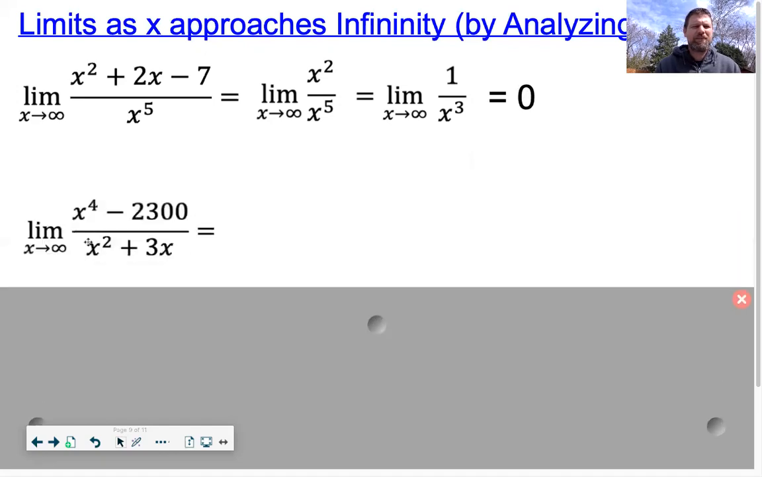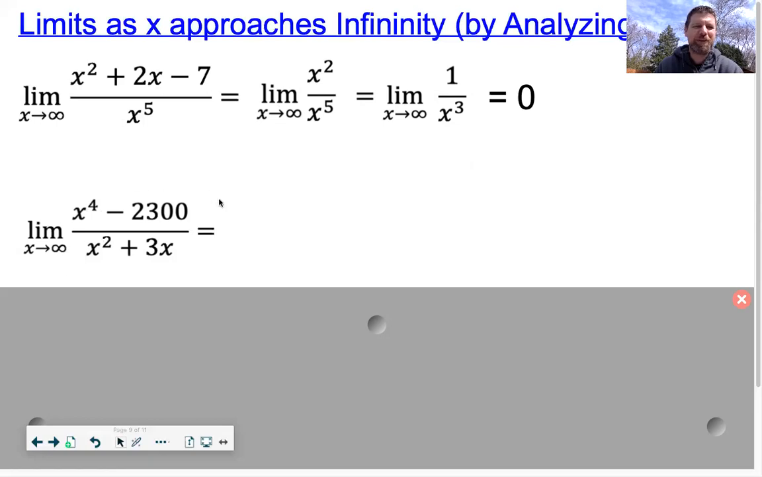Next one down. Same thing here. You could use your idea of horizontal asymptotes. If you remember functions like this, then since the power is bigger on top than on bottom, this does not have a horizontal asymptote. The question is, does that mean the function's going up towards infinity or down towards negative infinity? And I don't know.